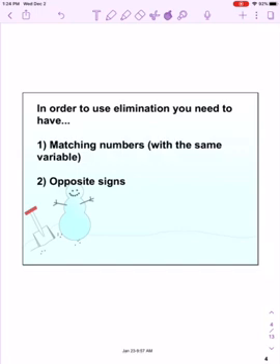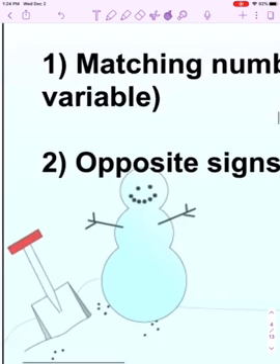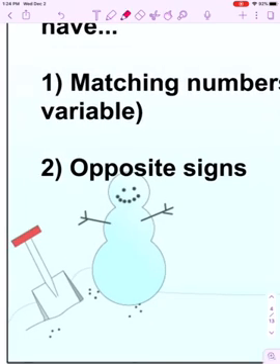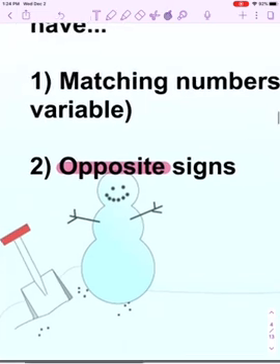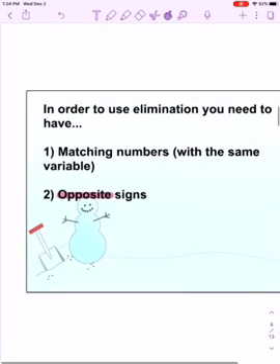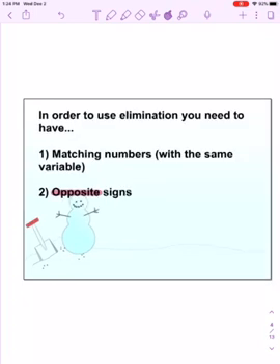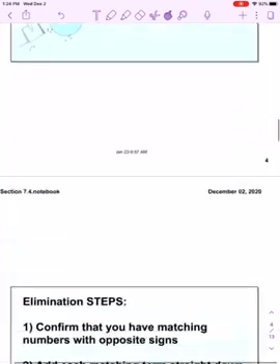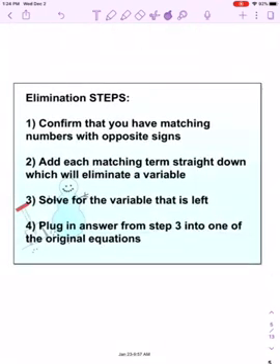In order to use elimination, you have to have matching numbers with the same variable. So you have to have like a 2x and a 2x, or a 7y and a 7y. They have to match. The opposite signs is something that we would like to have. You'd like to have opposite signs, but it doesn't necessarily always have to happen. If we have control, we're going to make them have opposite signs. But if we don't have control, we can deal with it if they don't have opposite signs. But the matching numbers is a must. You have to have matching numbers.